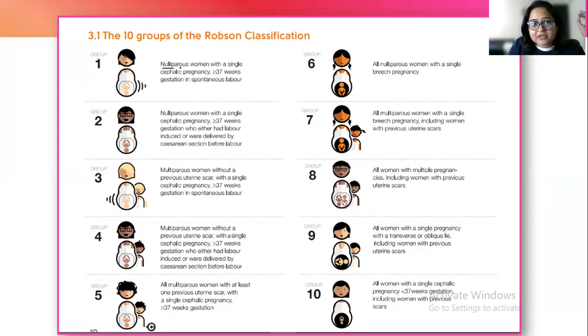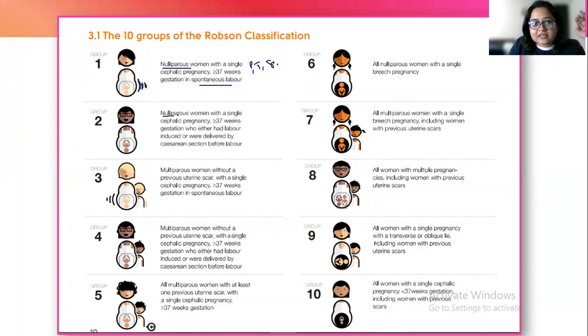Group one is a nulliparous woman with a single cephalic pregnancy more than or equal to 37 weeks in spontaneous labor. All right. So basically, she's a primary term patient in spontaneous labor, right? So primary term in spontaneous labor. See this, a sort of Wi-Fi sign. This basically means she's in labor, the uterus is contracting.